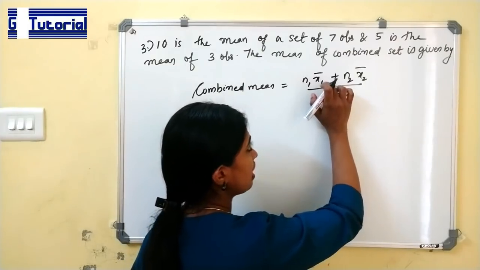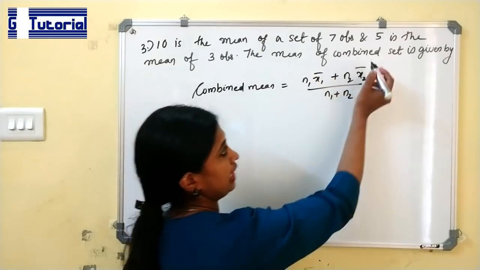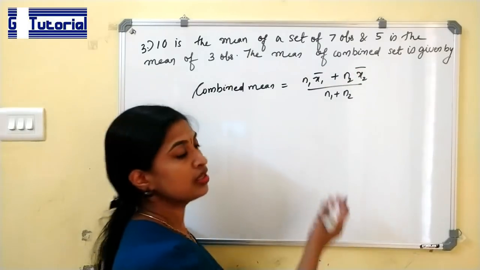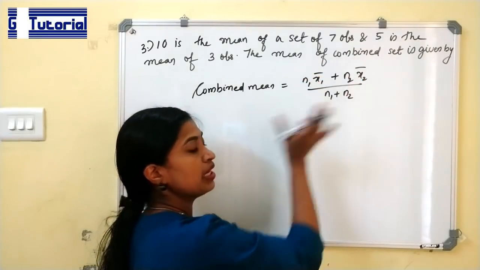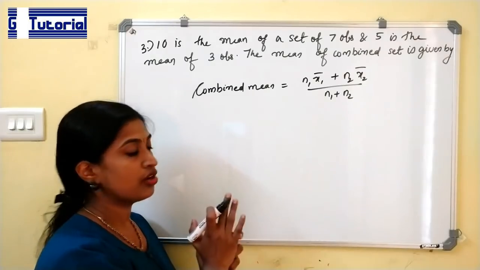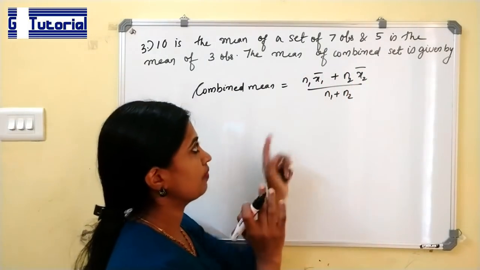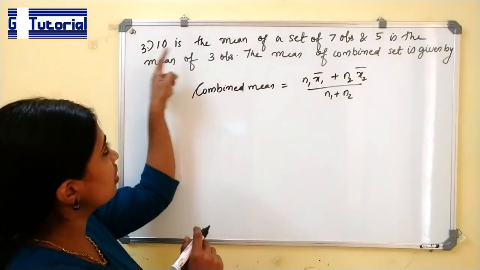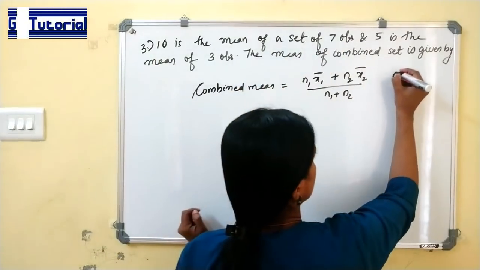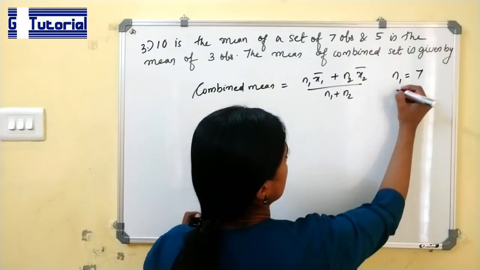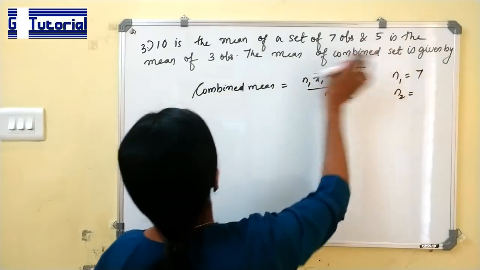And here x1 bar is the mean of first set of observation. x2 bar is the mean of second set of observation. This gives the sum of observation by number of observation. Same as our original formula. Sum of observation by number of observation. Okay. So here n1 is first type of observation. n1 is equal to 7 observations. n2 is equal to 3 observations.